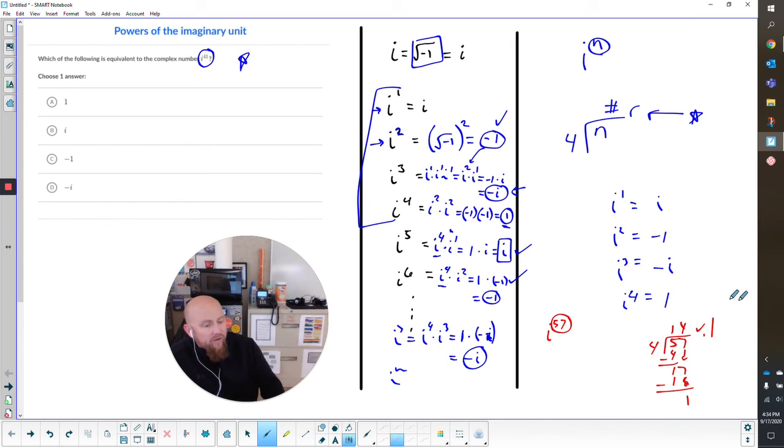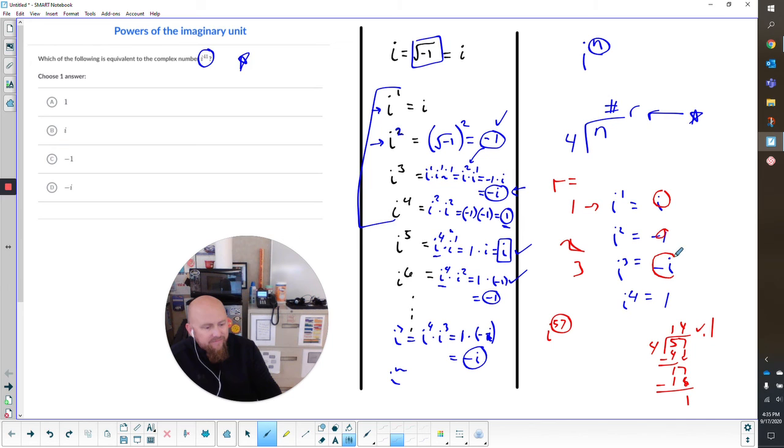Well, the remainder is going to point to the power. So if the remainder is 1, your answer is I to the 1st. If your remainder is 2, our answer is negative 1. If your remainder is 3, the answer reduces to negative I.